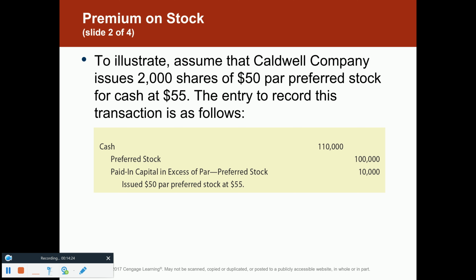Here's the example. Assume that Caldwell Company issues 2,000 shares of $50 par value stock, and we sold it for $55. So 2,000 times 50 is $100,000. That's the amount we will credit to preferred stock. But we sold it for $5 more than the par value. So 5 times 2,000 is $10,000. That is the amount that we are going to record as a credit to the paid-in capital in excess of par, the additional monies above and beyond par value. So we received cash of $110,000 that we will debit.